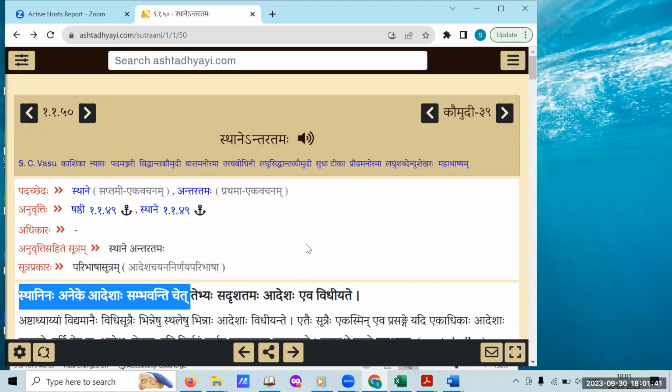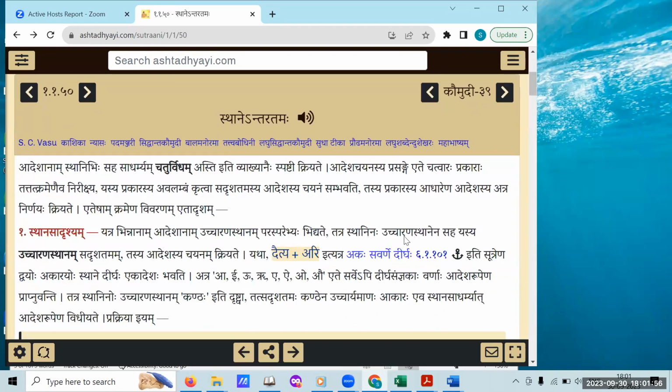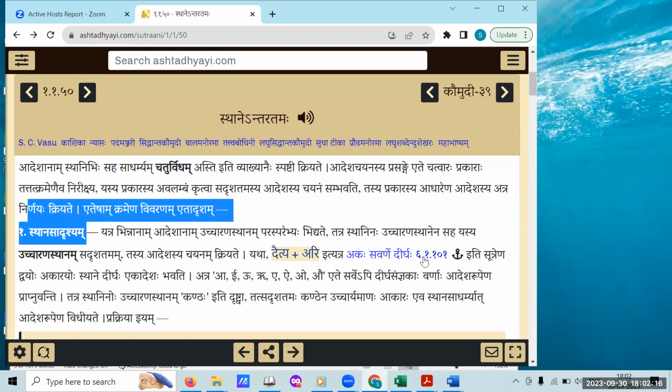When for a sthani, there are many possible replacements, adeshas, then which adesha should be taken? The one which is closest must be taken. Closest in what way? Closest in terms of what? So for that we say that there are different kinds of sadrishyam. Means the closeness can be in different terms. And what are they? Chaturvidham. Adeshanam sthanibhi sadharmyam chaturvidham asti. And what are they? One is sthana sadrishyam.